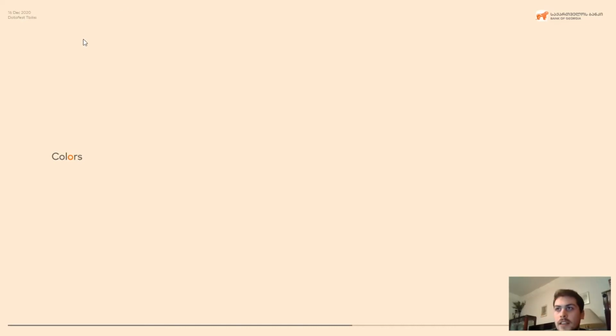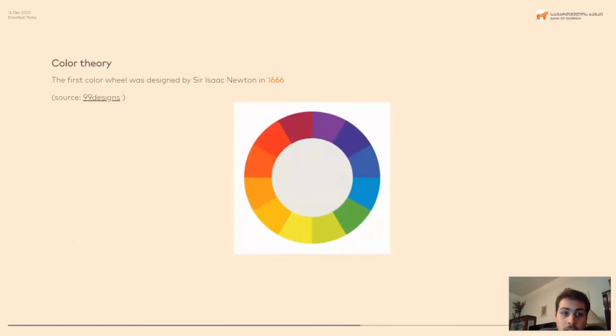So let's start. The thing you are seeing on the slide is called a color wheel. The first color wheel was designed by Sir Isaac Newton in 1666, and artists and designers still use it to develop color harmonies, mixing and palettes. The color wheel consists of 3 primary colors: red, yellow, and blue. 3 secondary colors created when primary colors are mixed: green, orange, and purple, and 6 tertiary colors made from primary and secondary colors, such as blue-green, or red-violet.